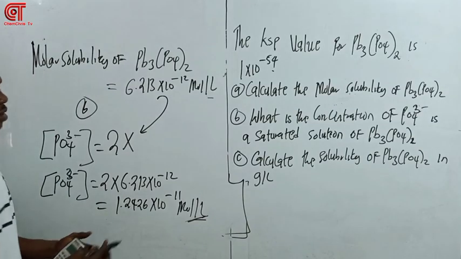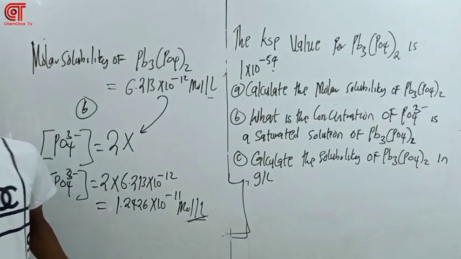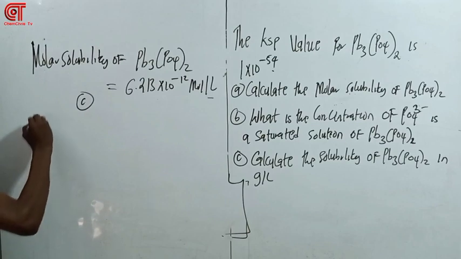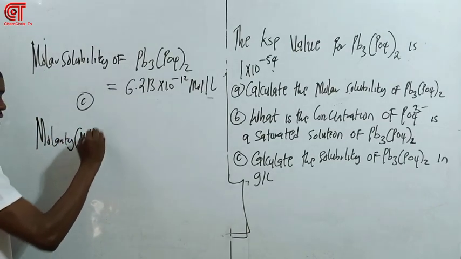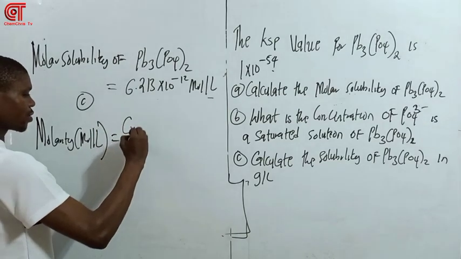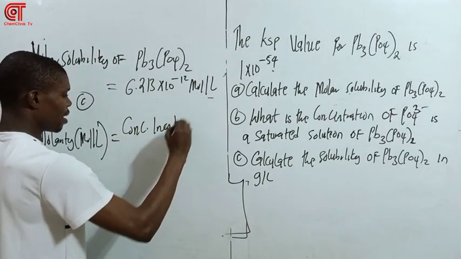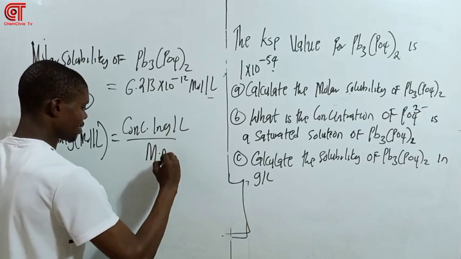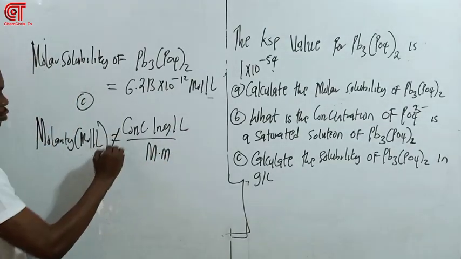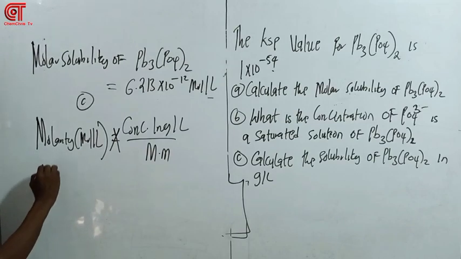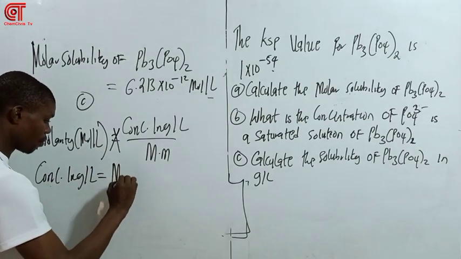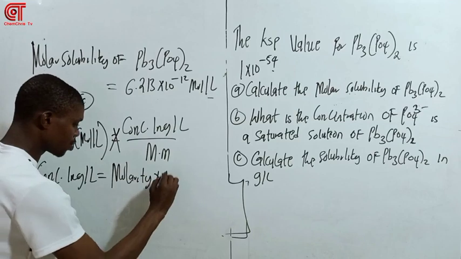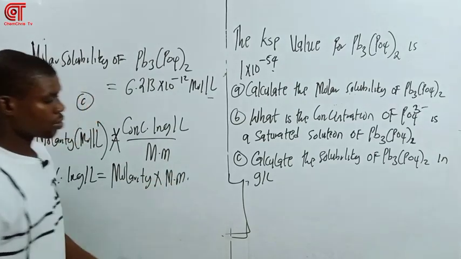You get? So the last one, C. Remember, molarity in mole per liter is equal to concentration in gram per liter over molar mass. You get? So you just have to cross multiply. When you cross multiply, concentration in gram per liter is equal to the molarity times molar mass.